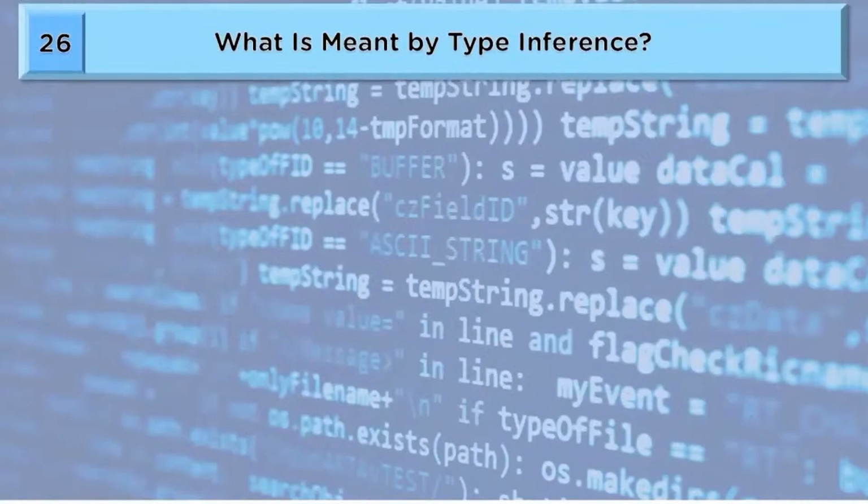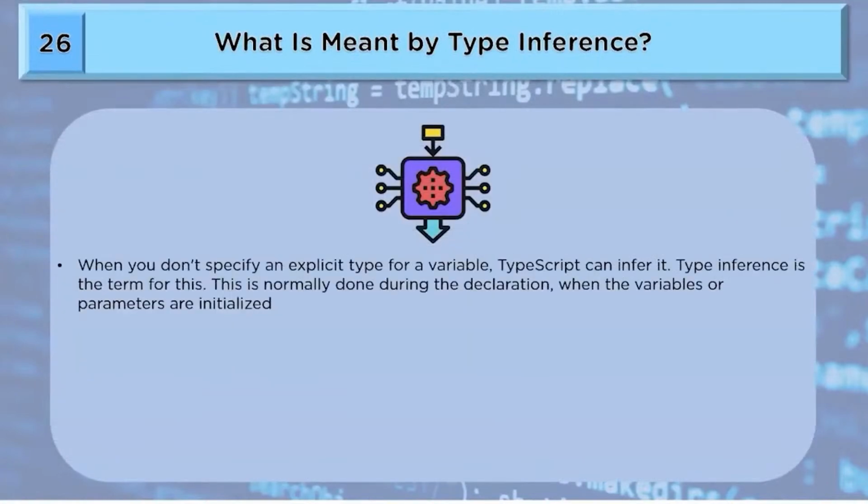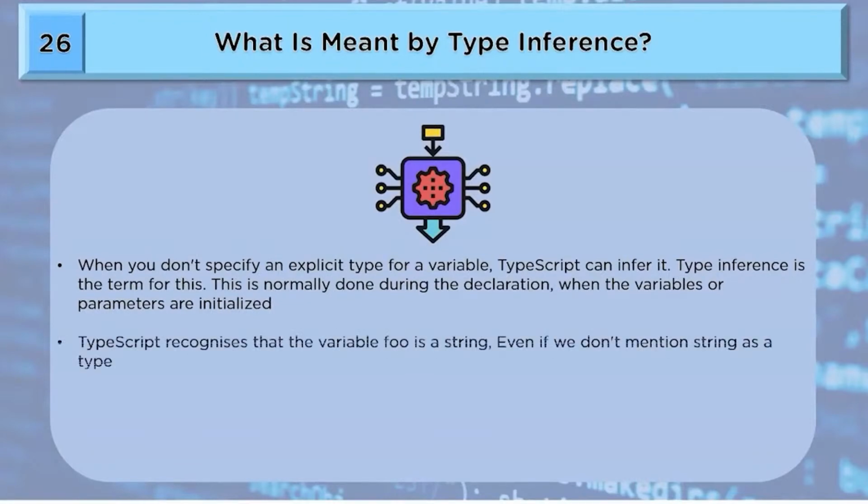What is meant by type inference? When you don't specify an explicit type for a variable, TypeScript can infer it. Type inference is the term for this. This is normally done during the declaration, when the variables or parameters are initialized. TypeScript recognizes that the variable foo is a string, even if we don't mention string as a type. Here is an example.